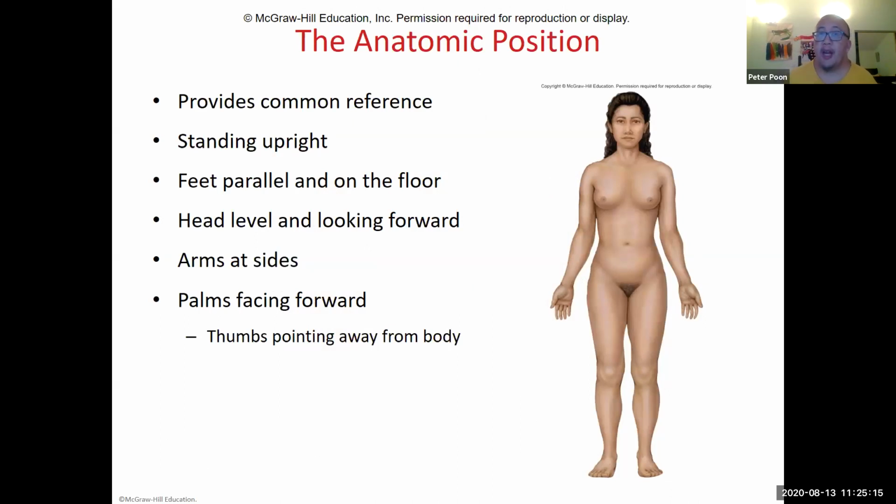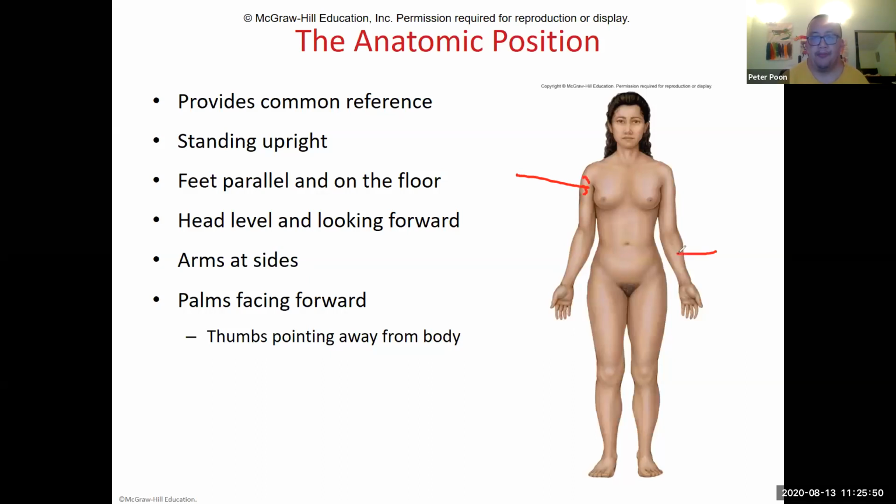The first rule of anatomy is that when you talk about the anatomy, the person is standing in the anatomical position, and this is the anatomical position. The other thing is you're always talking about the body's right and left, not your own. So their right, not your right. Put another way, that's the right arm. That's the left arm.